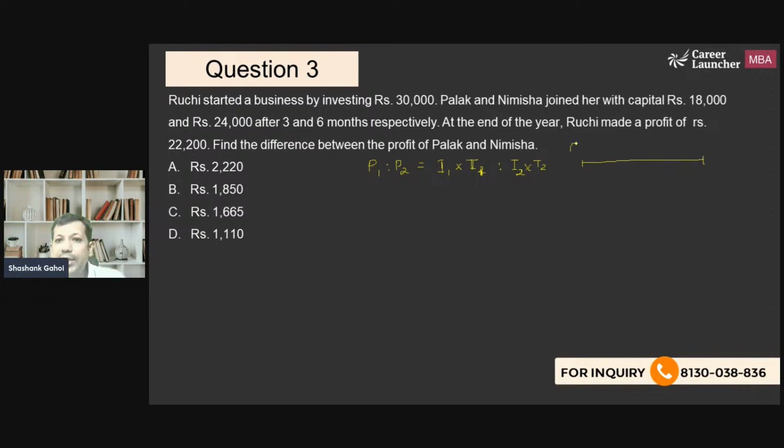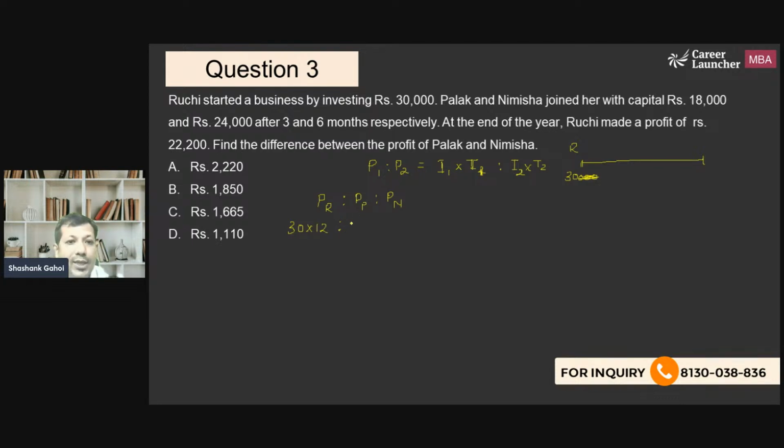सो रुचि इज हियर एट द स्टार्टिंग पॉइंट. She is starting the business with 30,000 and she's investing 30,000. So I'm not going to take any zeros. So I am saying Ruchi is starting with 30 rupees for how many months? 12 months. So let's talk about the profit ratios of Ruchi and Palak and Nimisha. Okay. So Ruchi invested 30 for how many months? 12 months.